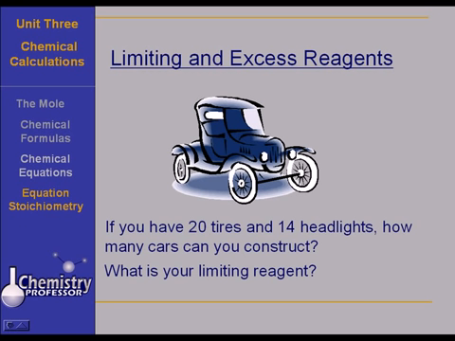What is your limiting reagent? Your limiting reagent is the 20 tires, even though in this case that happens to be the larger number, and that's not always the case. But you're going to run out of tires before you run out of headlights. And your excess reagent is the headlights. You're going to be able to use up 10 of those headlights and have 4 of them left over.